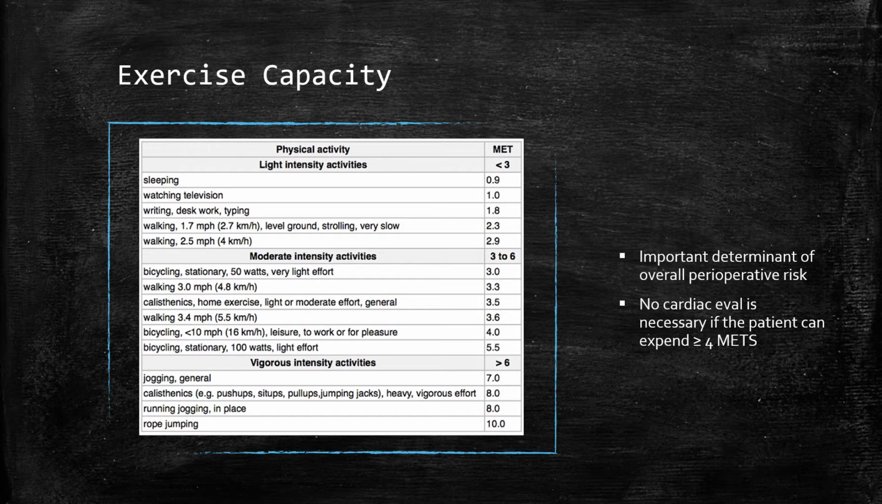This 4 MET number is pretty important because if a patient can exercise several times a week at this level of activity without getting symptomatic from a cardiac or respiratory standpoint, then they're not going to need any further cardiac evaluation. In effect, the exercise they're doing is their own personal stress test.